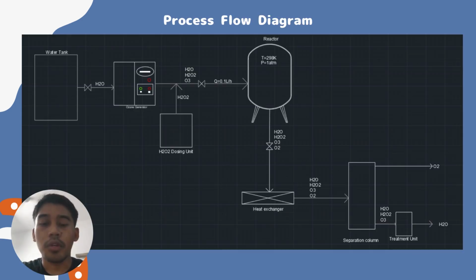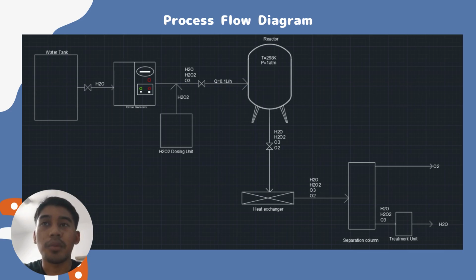Water will flow from the water tank to the ozone generator, where at the ozone generator, it will be injected with the ozone and the hydrogen peroxide. The process will occur at the reactor, where water, hydrogen peroxide, and ozone will produce oxygen, and excess water, hydrogen peroxide and ozone.